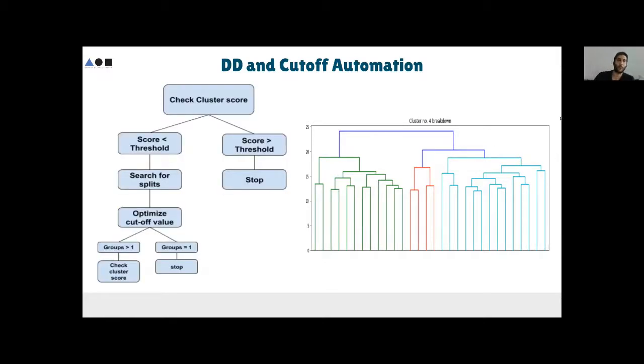So we came up with a recursive algorithm that checks the score we came up with, and if the score is larger than the threshold, we stop. But if it's not, we search for more splits, we optimize the cutoff value, and we stop when we hit the stopping criteria.